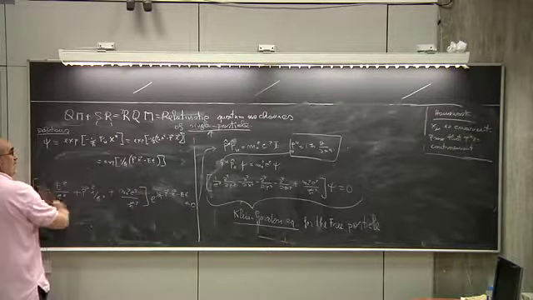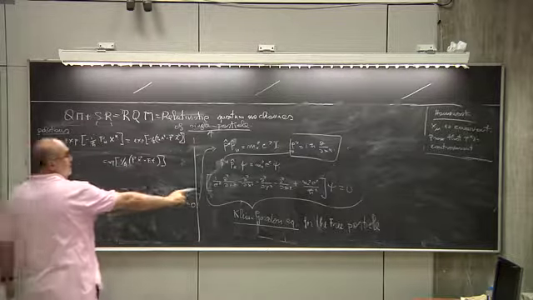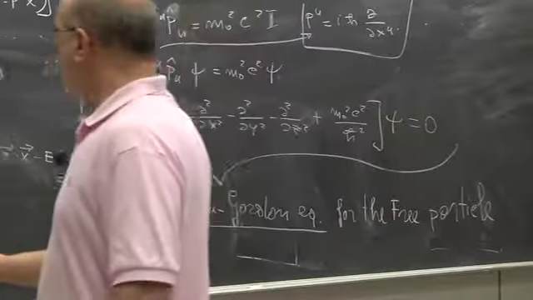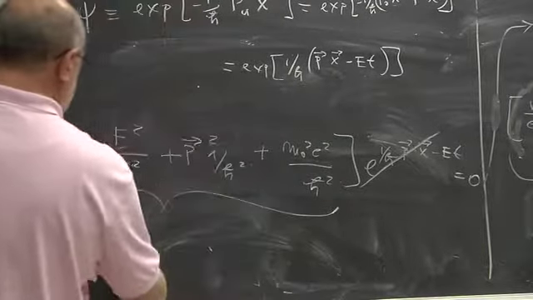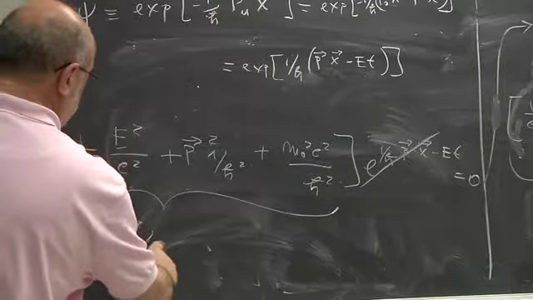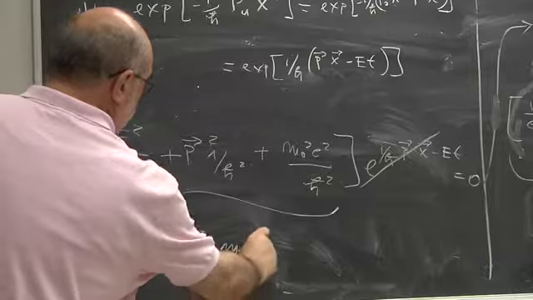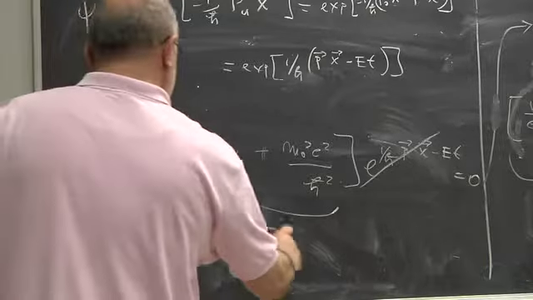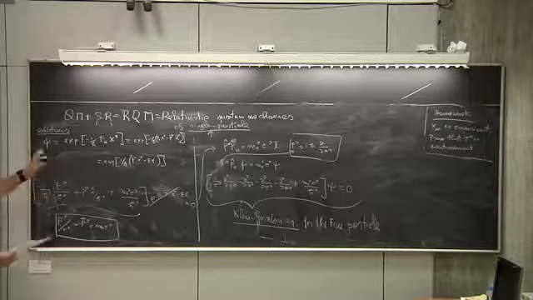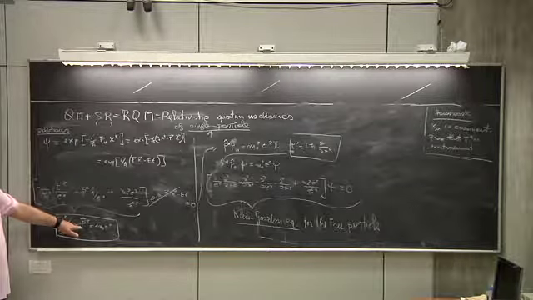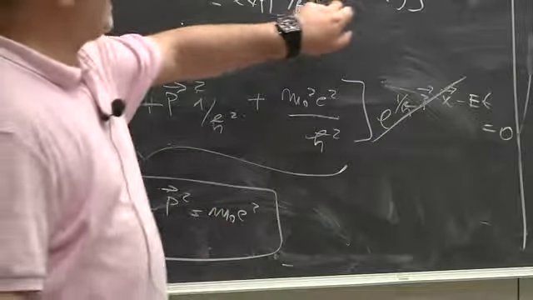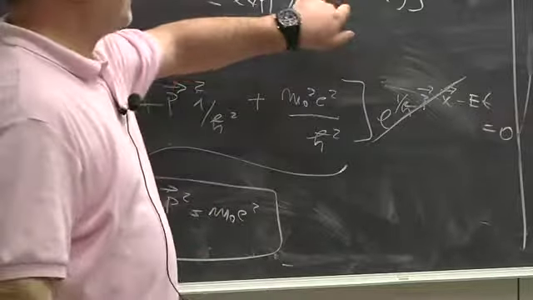So, is this a solution? I have inserted this solution in here, done the derivative, and I get this relation. Well, this exponential is not 0. So this is 0 only if this quantity is 0, and that happens only when we are on the mass shell relation, when E and P entering here satisfy this relation.